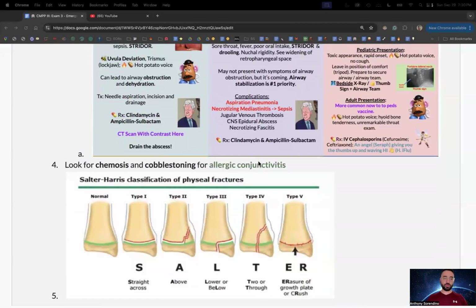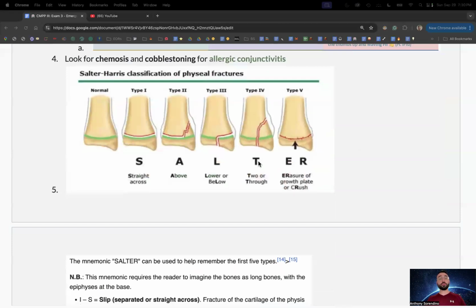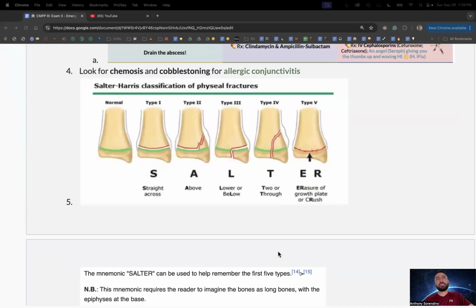All right, then we get into, look for chemosis and cobblestoning for allergic conjunctivitis. Salter-Harris fractures, it actually took me 2 semesters to realize that this is only in kids because it has to do with the growth plate. So stupid of me, but that's a crazy thing with PA school. You see things so many times, and if you just don't have the time to take 10 seconds and really think about what am I even learning? There's so much happening. You're just memorizing things, and you're like, what even is this?